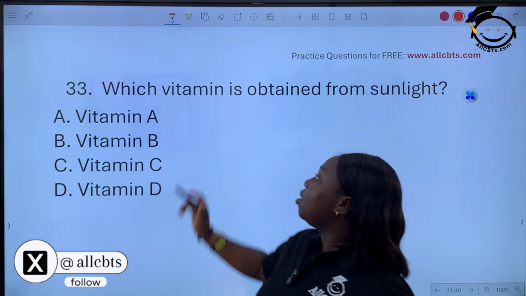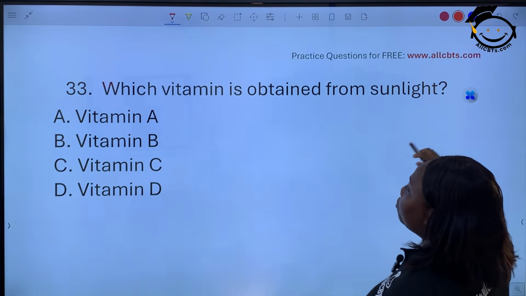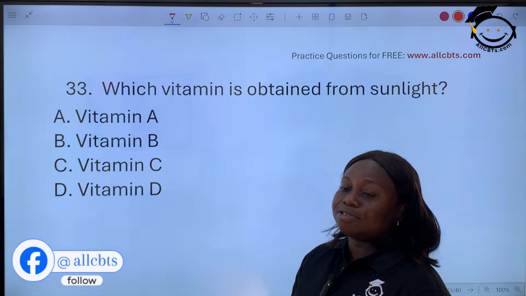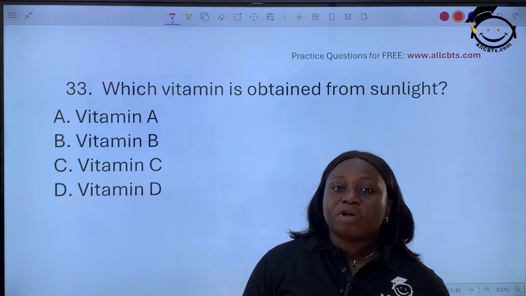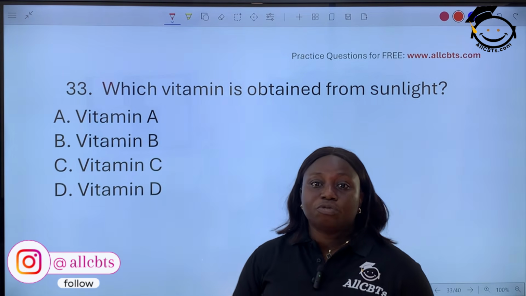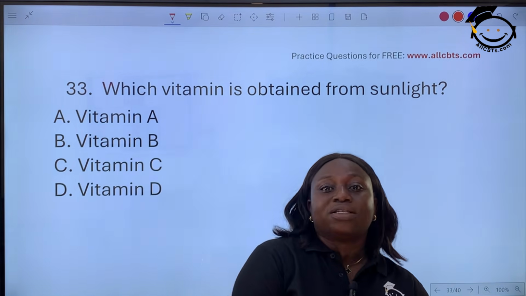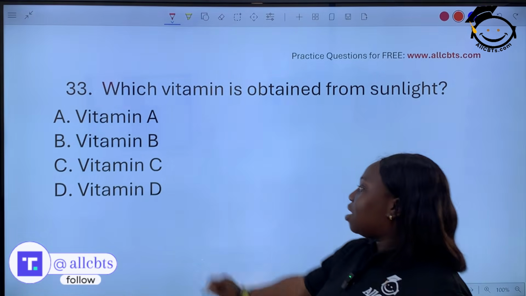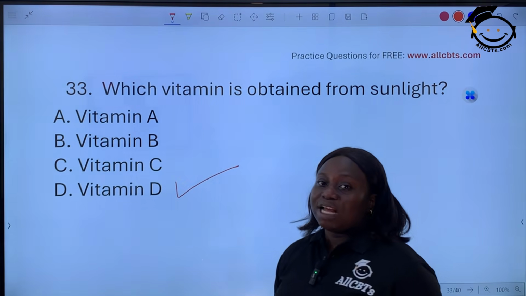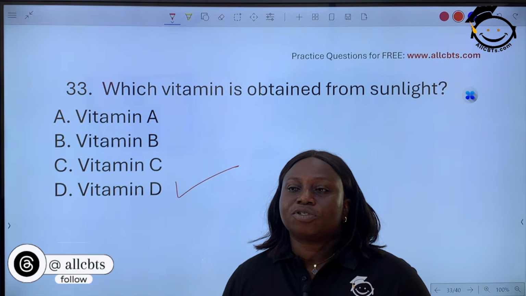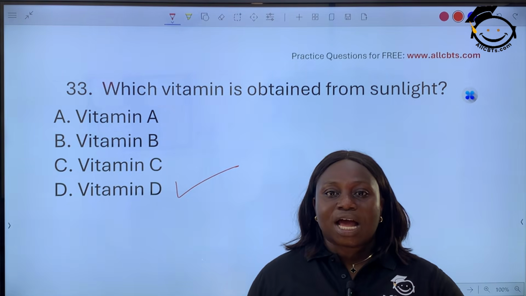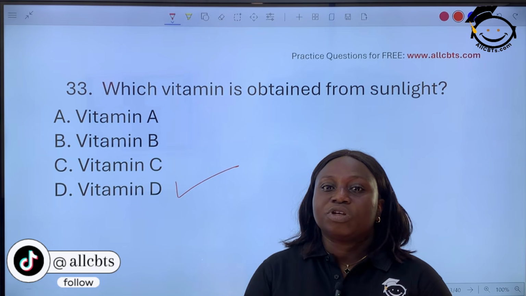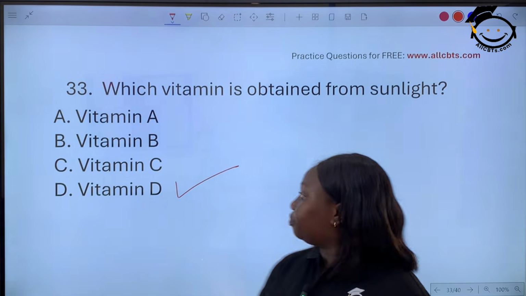Number 33. Which vitamin is obtained from sunlight? When we are all small, they will always tell us that early morning sun is good for the bones. Why? The early morning sun has vitamin D. So our answer is vitamin D. Vitamin D is naturally gotten from the sun. That's why in all these countries abroad, where there is not much sunlight, they mostly have problems with their bones.